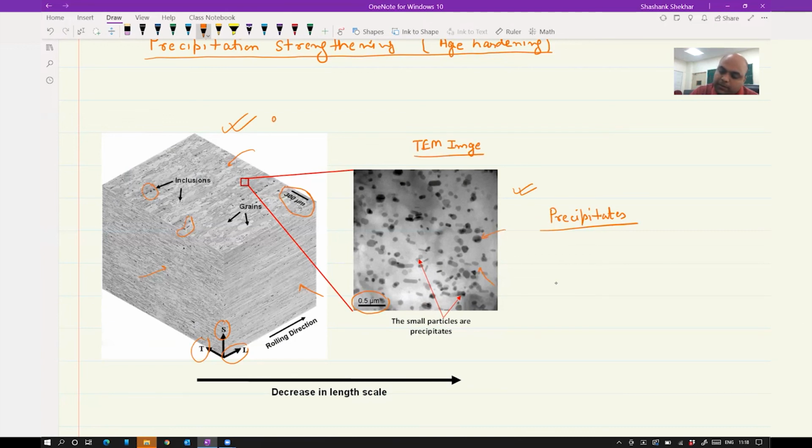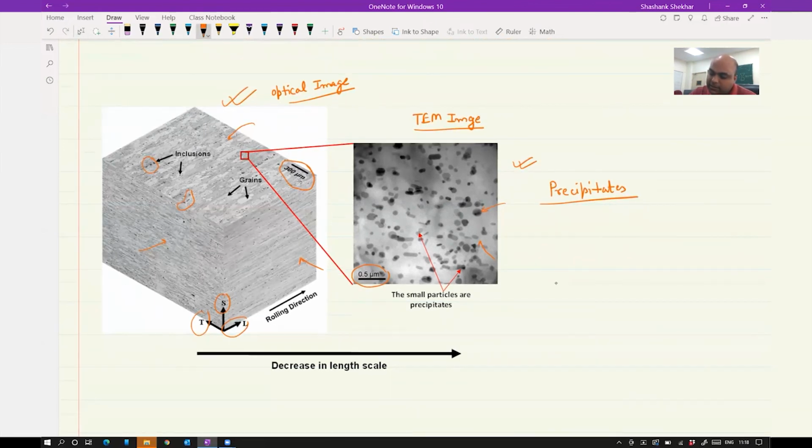And this is your optical image. So you understand the difference here. That's why I have mentioned decreasing length scale: you are decreasing the length scale as you move from the optical microscope image to the TEM image. Typically in aluminum alloys, you are not going to observe these precipitates in the optical microscope. They are nanometer in size, so you have to use TEM to observe these small precipitates.